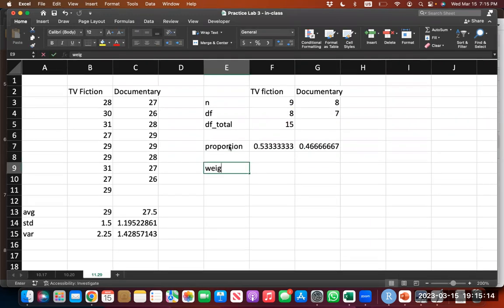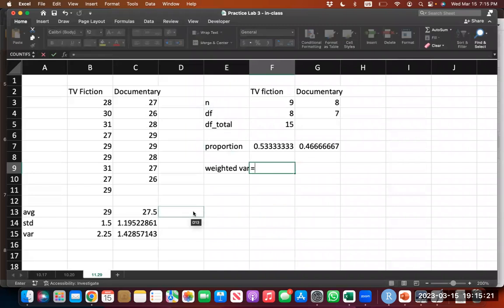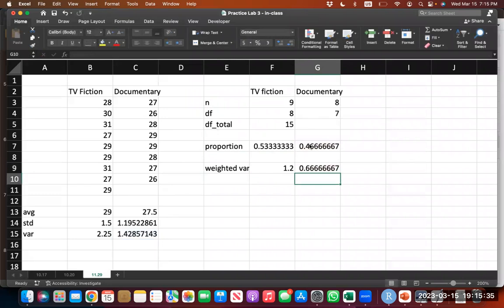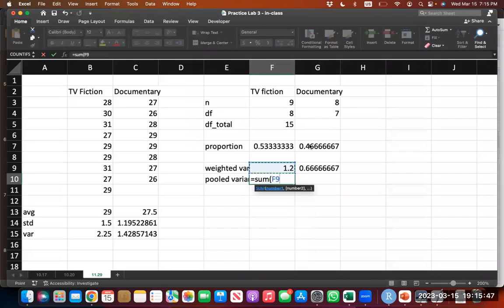So now we need a weighted variance. The weighted variance is calculated by the respective variance in the group multiplied by its weight in the overall degrees of freedom. Equally for the second group, multiplied by that proportion. Gets us 0.66 and 1.2. Pooling this together is basically the sum of these two, right?